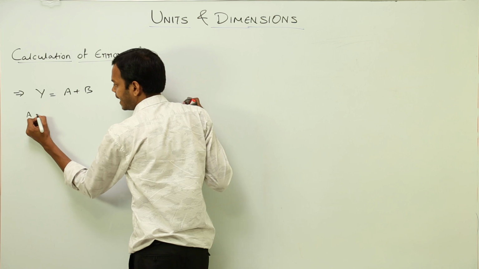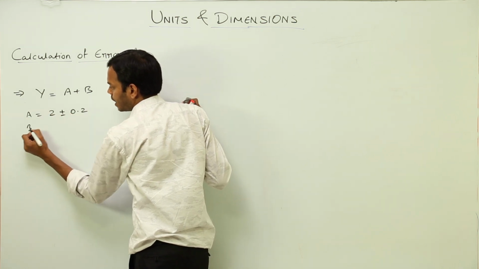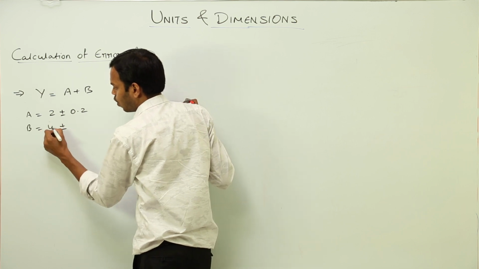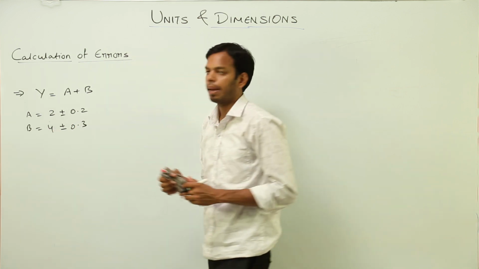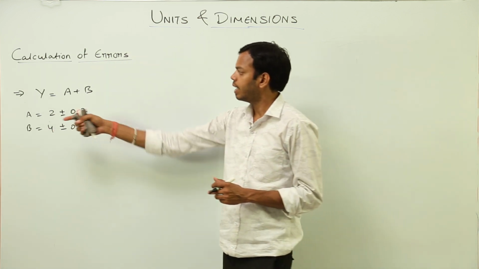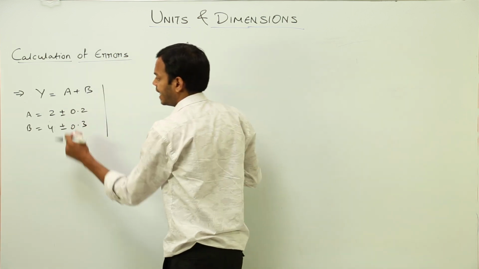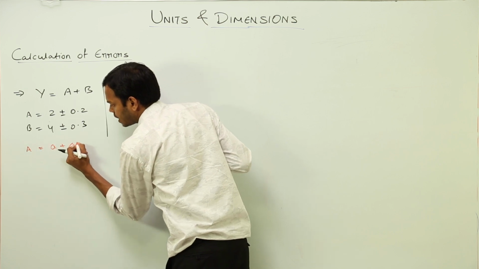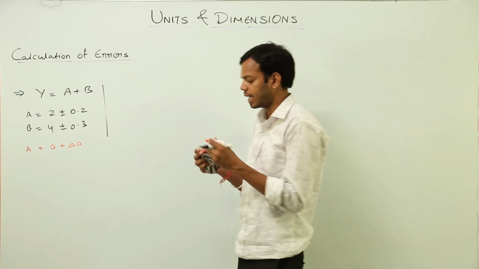Let us consider a is 2 plus minus 0.2 and b is, let me take it, 4 plus minus 0.3. These are my individual quantities. Here the standard format which I have used to write the individual values is value plus minus error. This is how any value is written, value plus minus error.